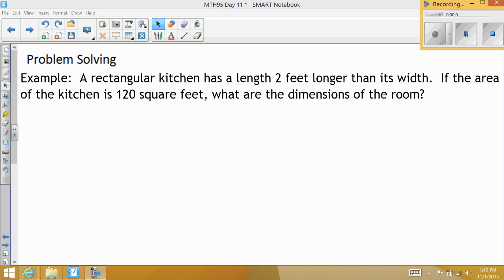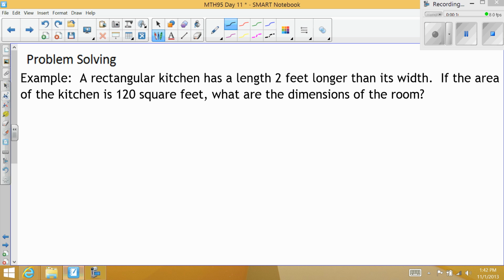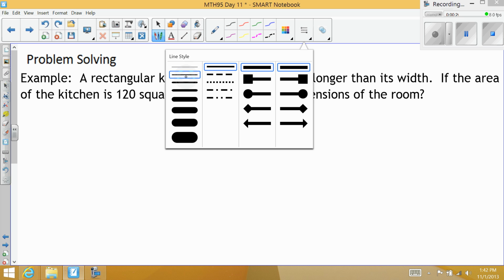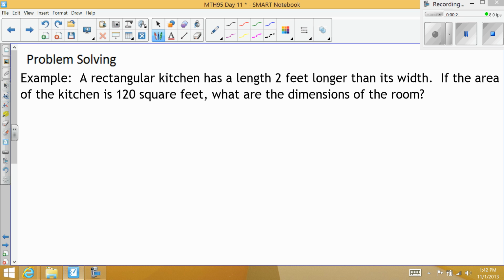Let's look at a couple story problems where we can use our techniques of factoring and solving. So we have a rectangular kitchen that has a length 2 feet longer than its width. The area of the kitchen is 120 square feet, and we're trying to find the dimensions of the room. With any story problem, it's important to think about what question we are being asked to find, because that usually tells us what our variables are going to be.